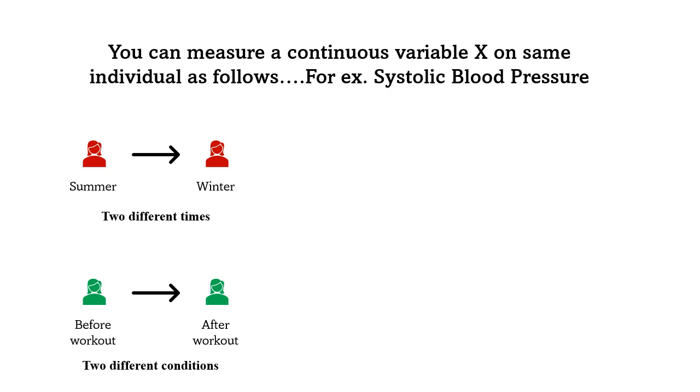The third example could be if you are measuring the systolic blood pressure of the same person in the right arm and then in the left arm. So this will also be a paired observation because you are measuring the systolic blood pressure of the same individual but at two different sites. So here also the paired t-test will be applicable.